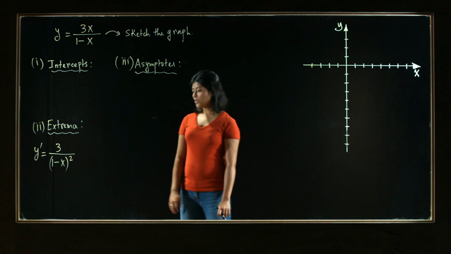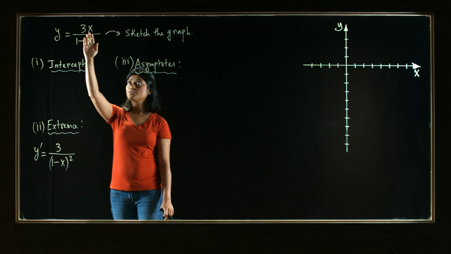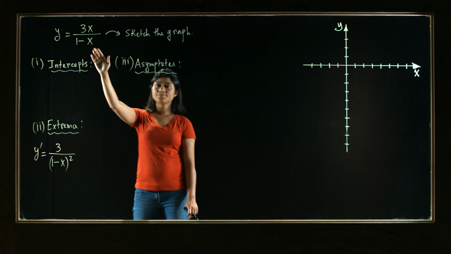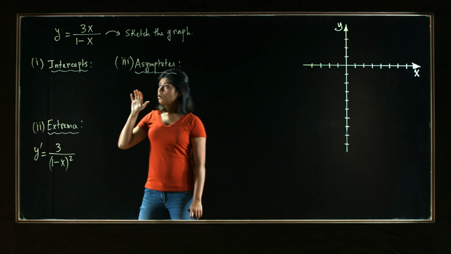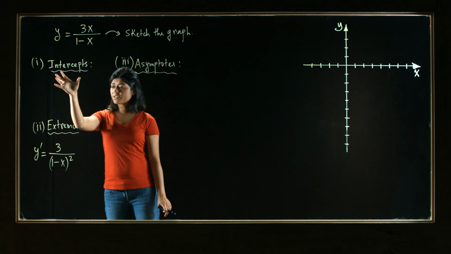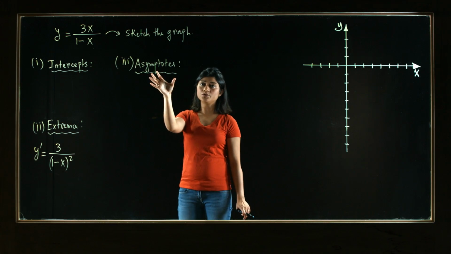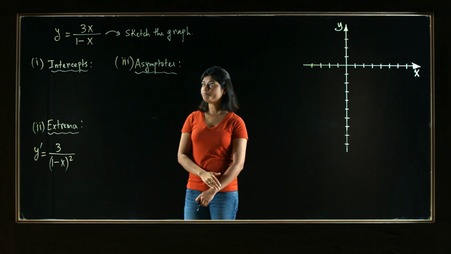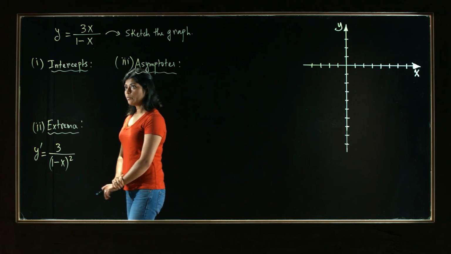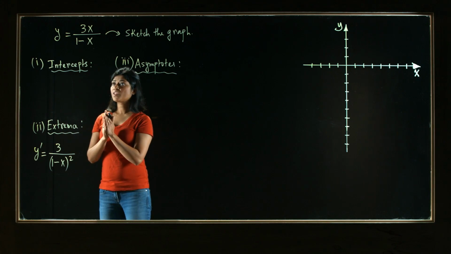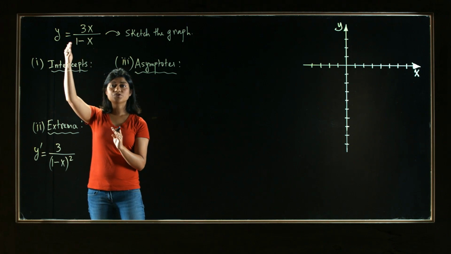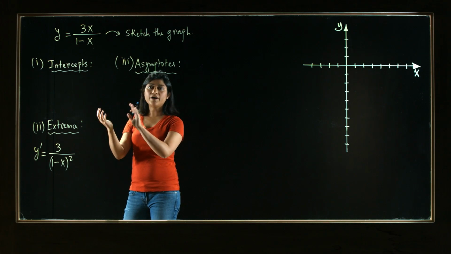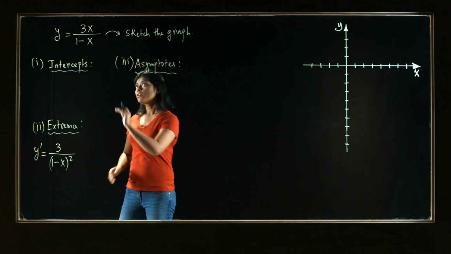In this problem, we have a function y equals 3x over 1 minus x, and we have to sketch the graph of this function. We have to use intercepts, extrema, and asymptotes as sketching aids. So let's start with intercepts. How do we compute intercepts for a function? We set x equals 0 or y equals 0 and find the corresponding point.